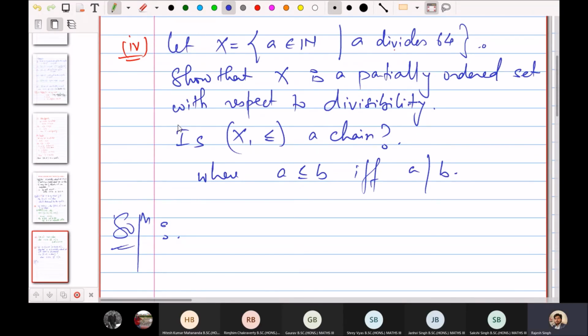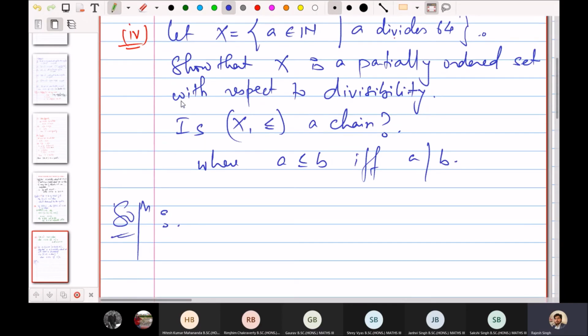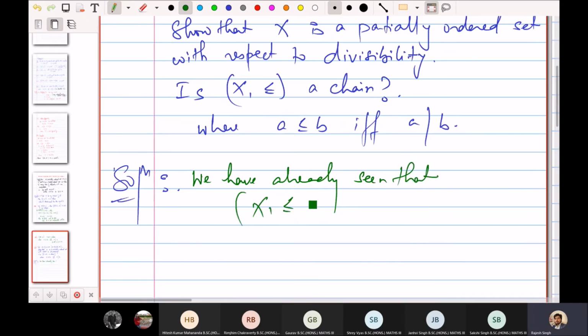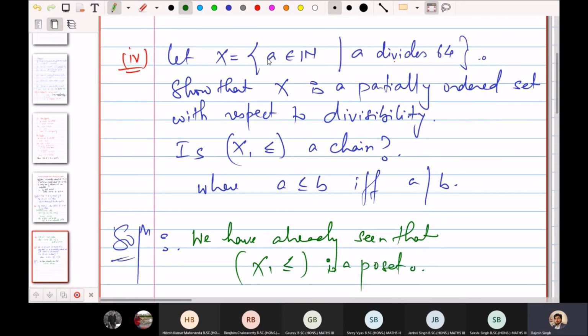ठीक है. सो ये प्रूव अपने आप कर सकते हो इस चीज को. This you can prove yourself. Already done. We have already seen that X is a poset. ठीक है. It will be a poset. X क्या है हमारे सेट? बताओ. X क्या है? What is X? Factors of 64.